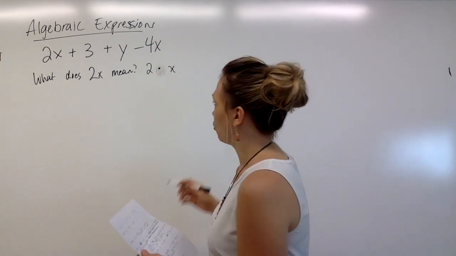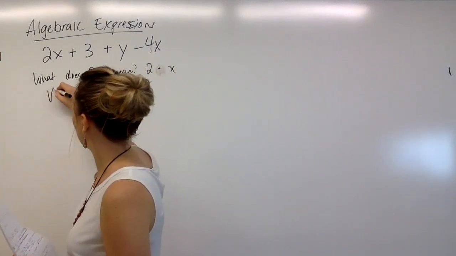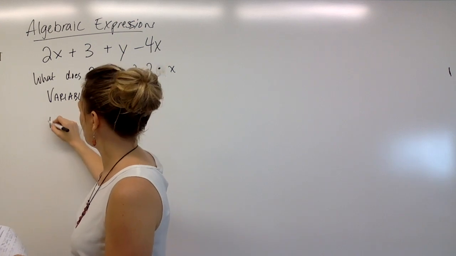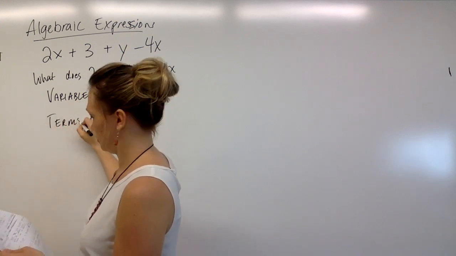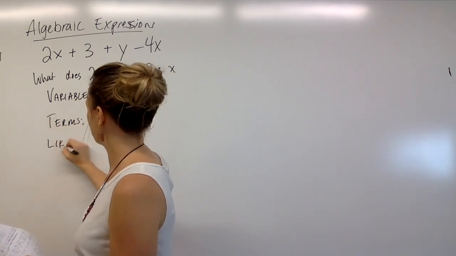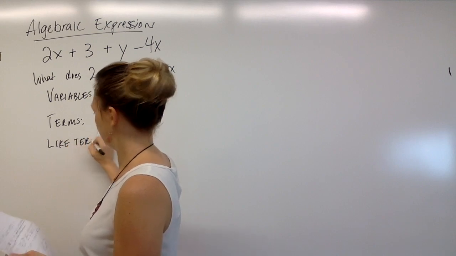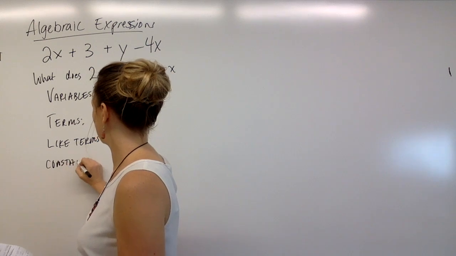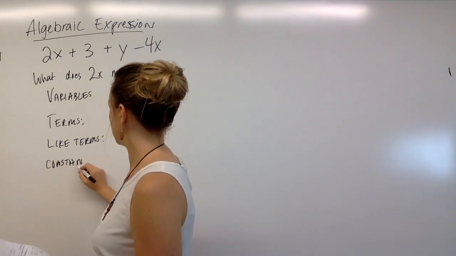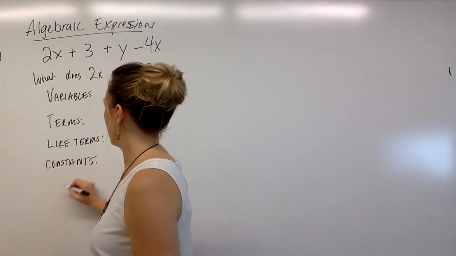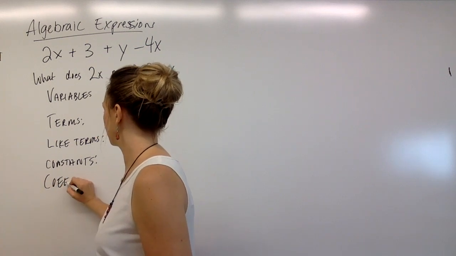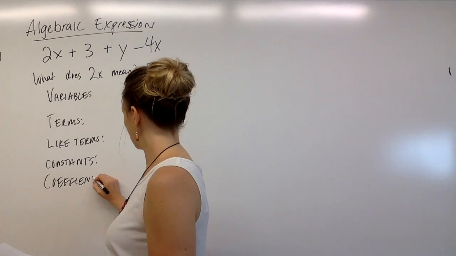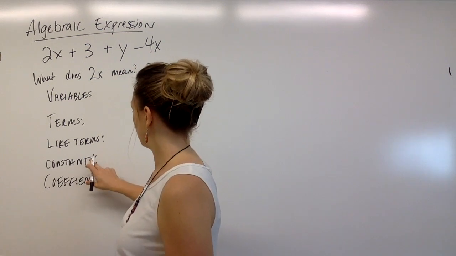Okay? All right, so we got some terminologies. We got the term variables. We got the term terms. We have like terms. We have constants, I think, and we have coefficients. So just copy these down for now.